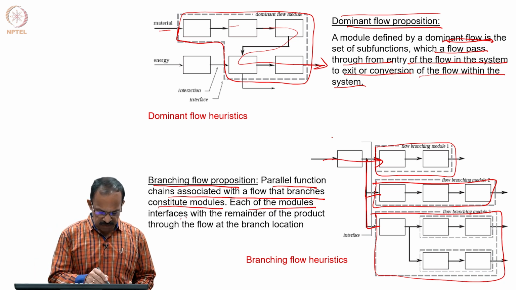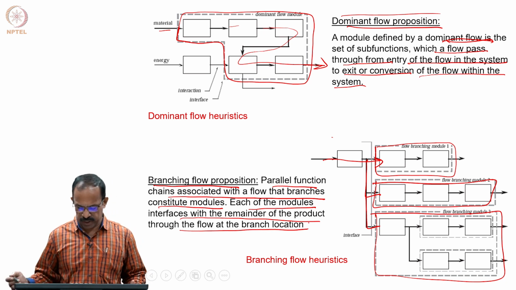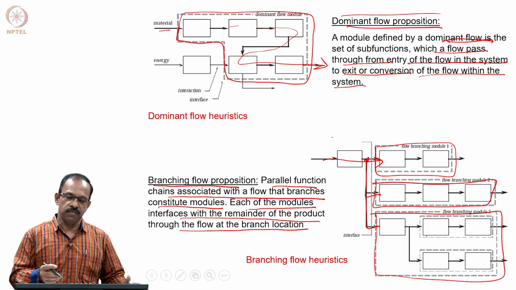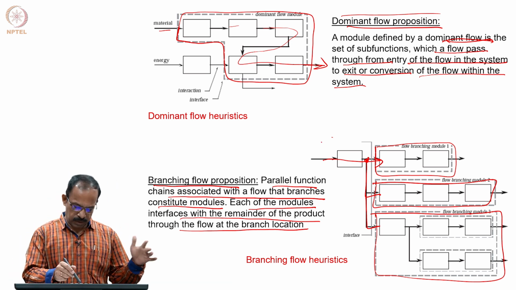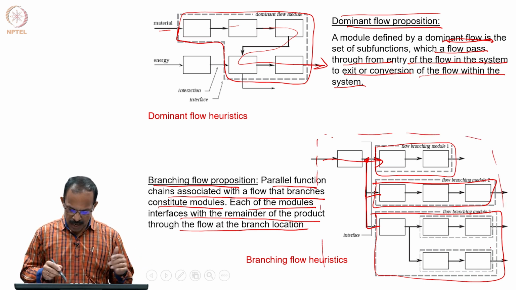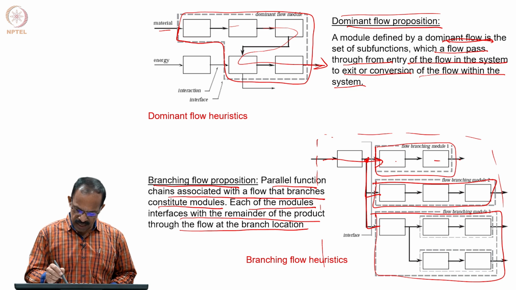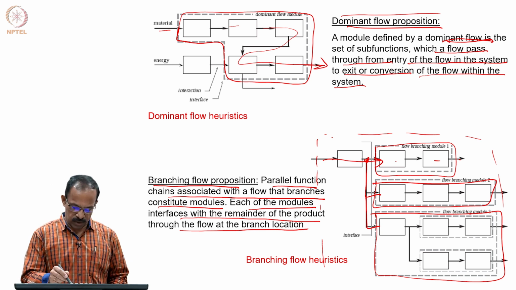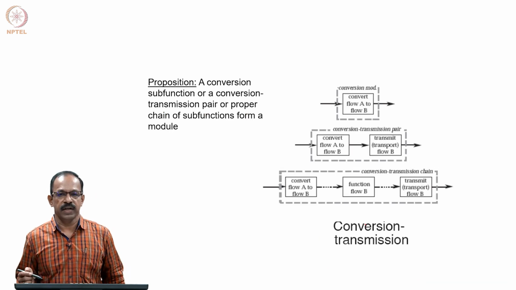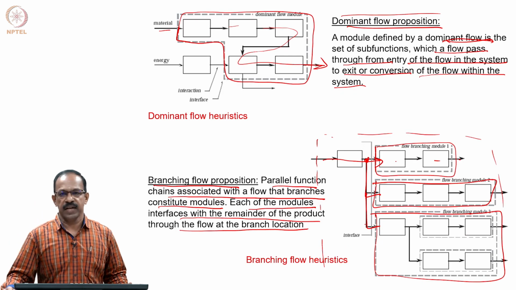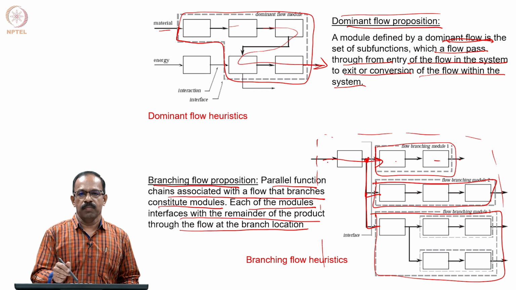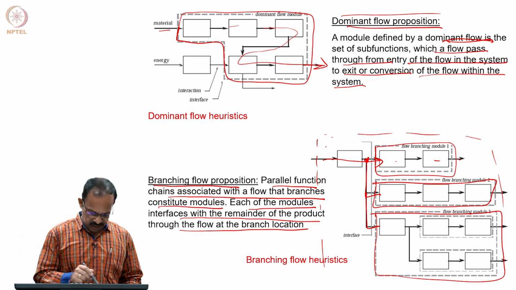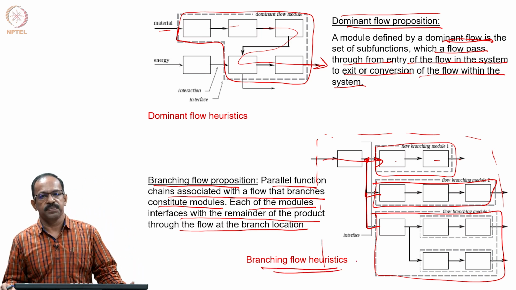Each of the modules interfaces with the remainder of the product through a flow at the branch location. So, this location will be the interface for these modules with the rest of the product. The product may be the outer box somewhere here, but each module has a common interface with the rest of the product using this one. This becomes the common interface. So, that identifies the common interface, and we can see that these 3 can be considered as modules which have a common interface with the rest of the product. Okay, that is known as the branching flow heuristics.